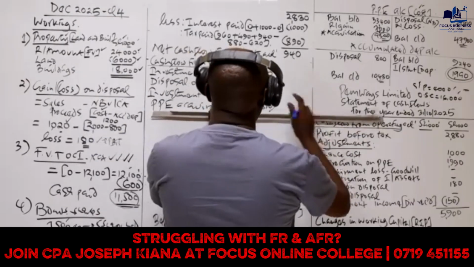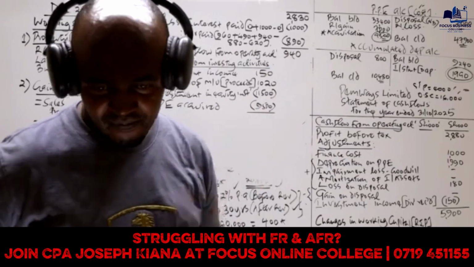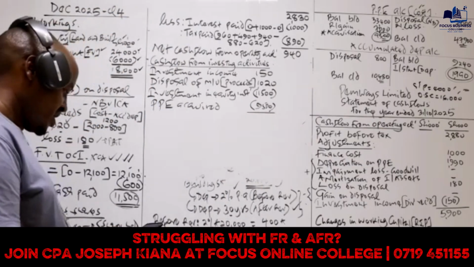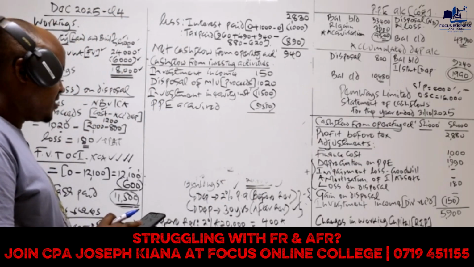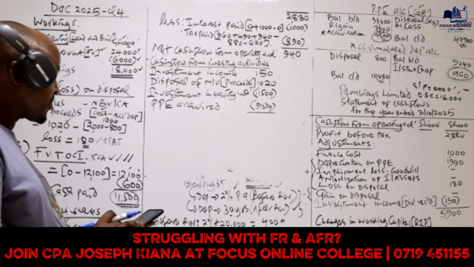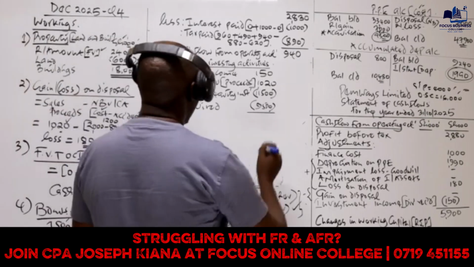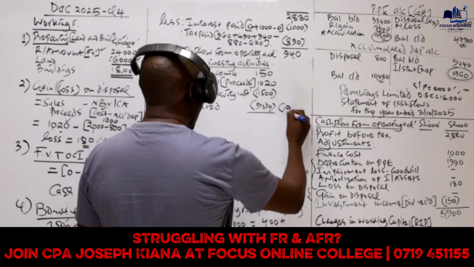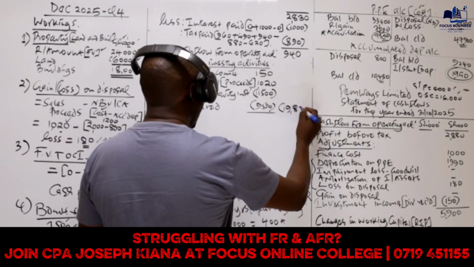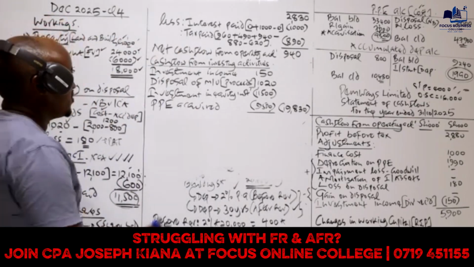So basically what we need to do is we determine the net cash flow from investing activities. So we have 150 plus 1020 minus 11,500 minus 95. So the net cash flow from investing activities is 19,830. Is that what you're getting?